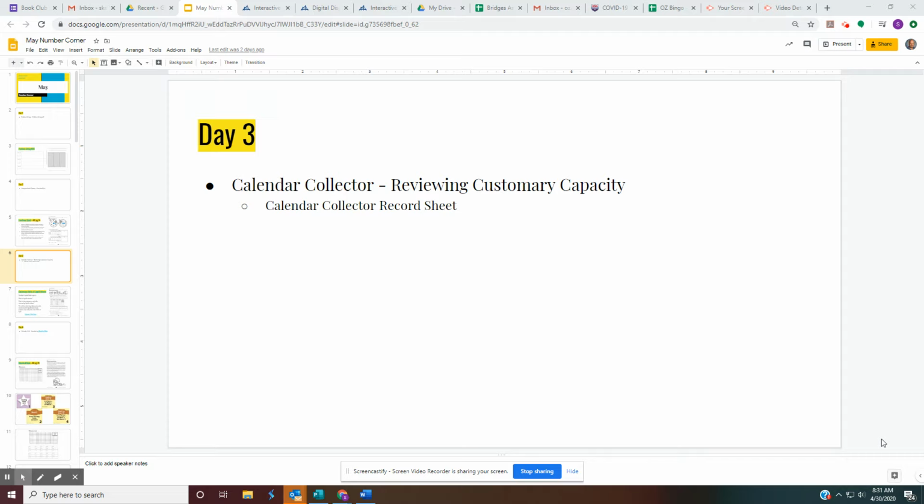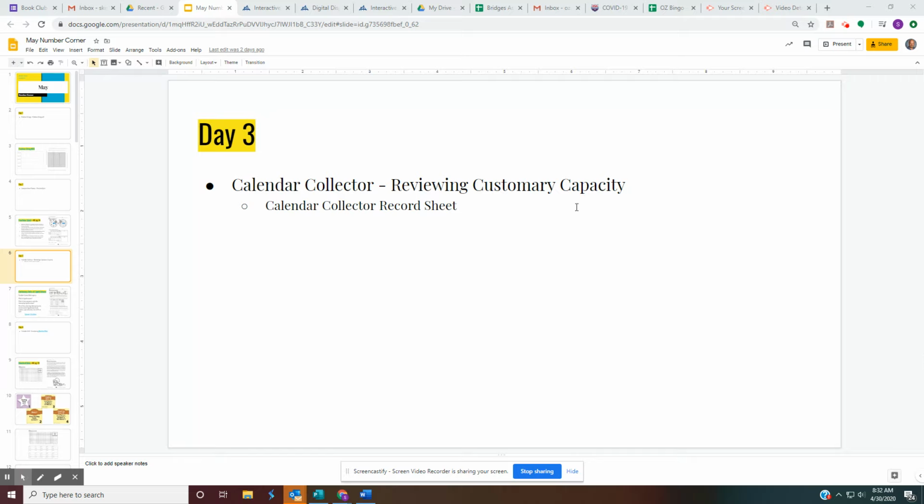So anyway, today for day 3, we're not necessarily going to begin calendar collector, but we are going to go over some customary capacity, volume, right? Volumes of liquids. A couple months ago, we did our 2 liter fill or spill, and we were converting everything into milliliters before we then converted it back to liters and poured it into our 2 liter bottles. Today, we're just going to go over some customary capacity numbers, or the volume measurements for liquid that we use in the United States.